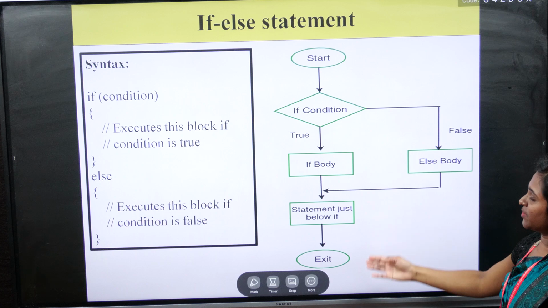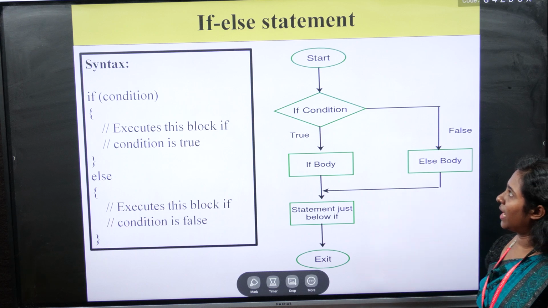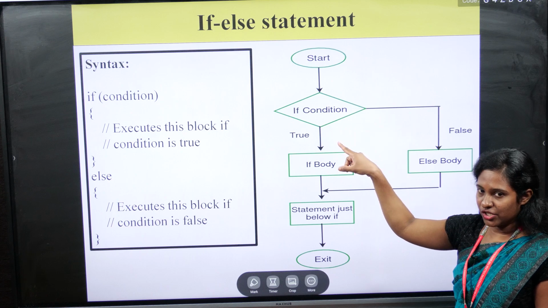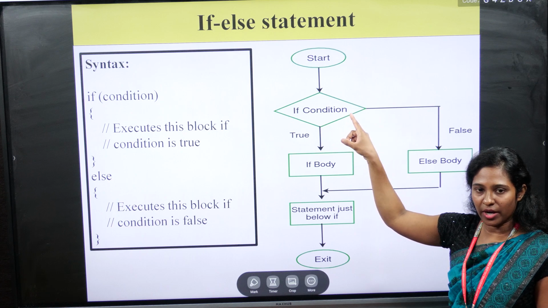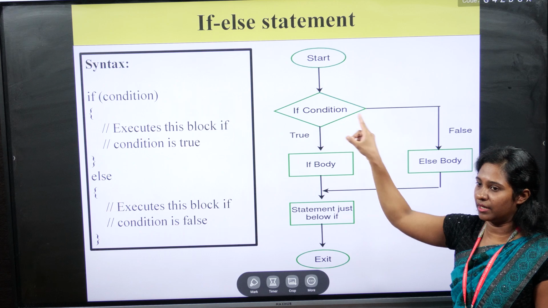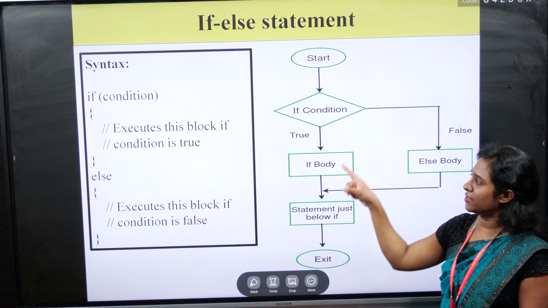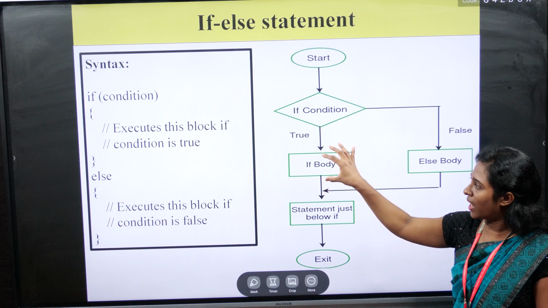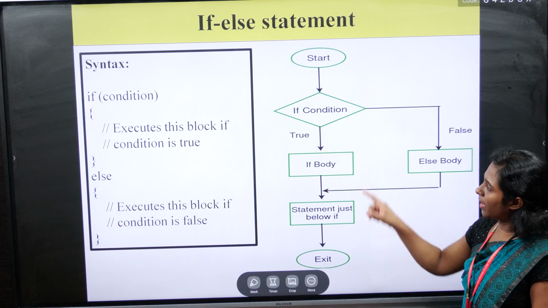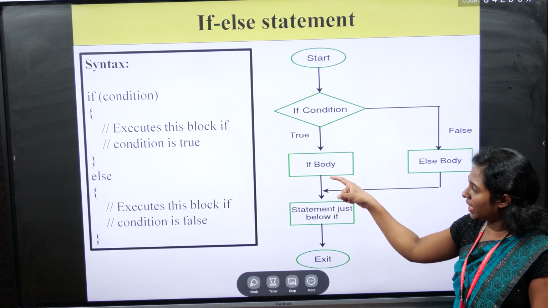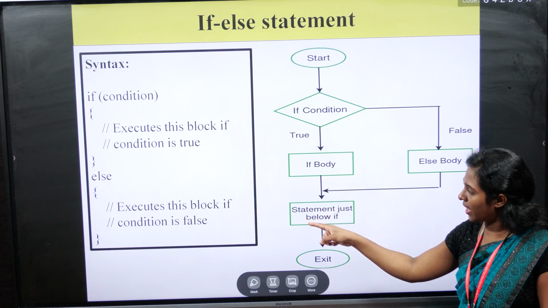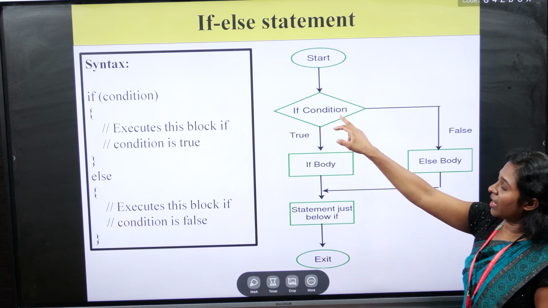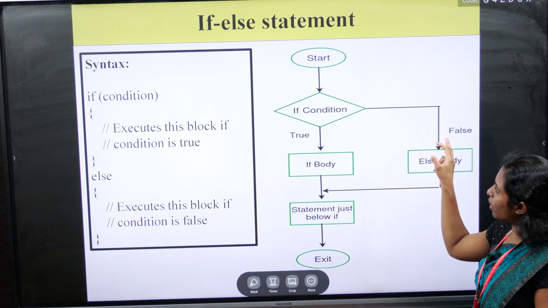Here again this flowchart explains the if-else statement. We start the program, then we check the condition. Since it is a condition or decision making, we have put it inside a diamond box. If the condition is true, the if body will be executed. After executing the if body, we come out of the if condition and execute the remaining statements in the program.